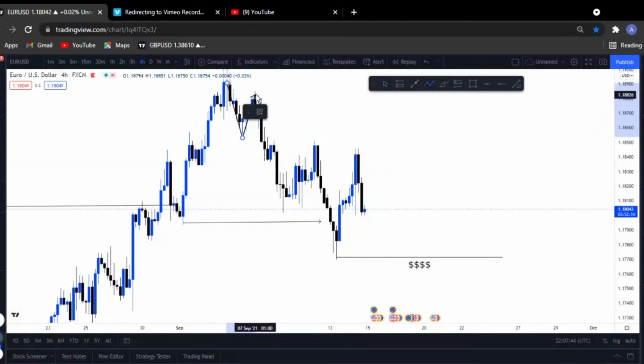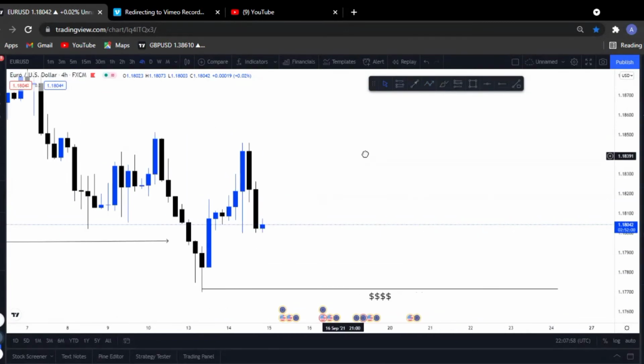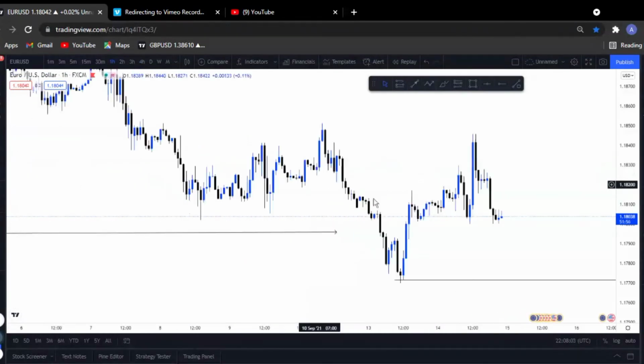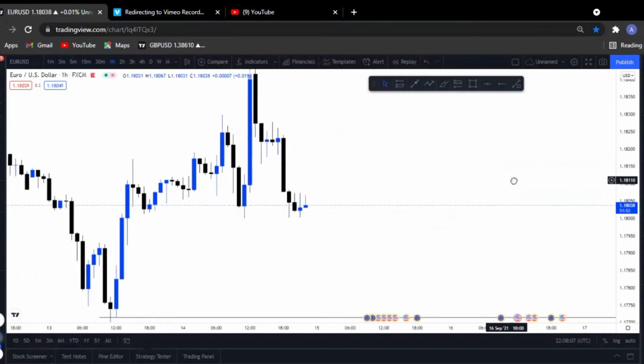So this structure, sorry, and so everything is moving quite fine. This high wasn't violated, and we want to see the push down. So perfect, perfect. And I'll just go deeper to the hourly time frame and observe shift in structure.